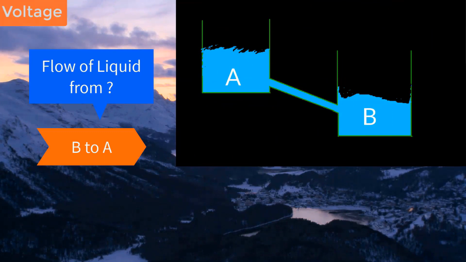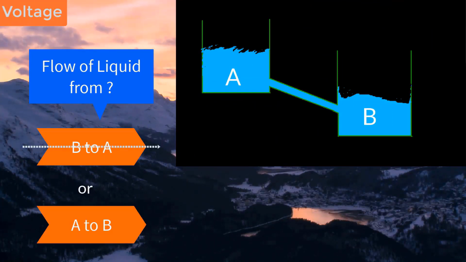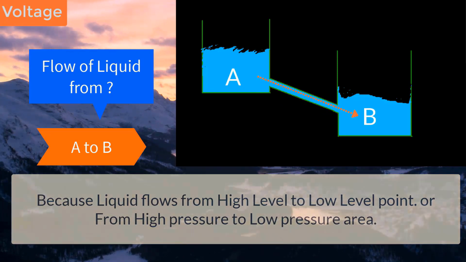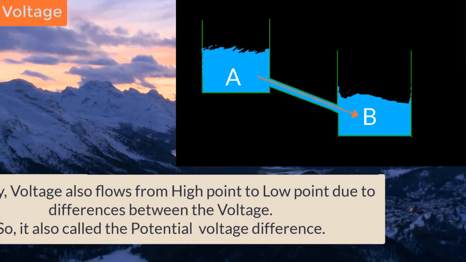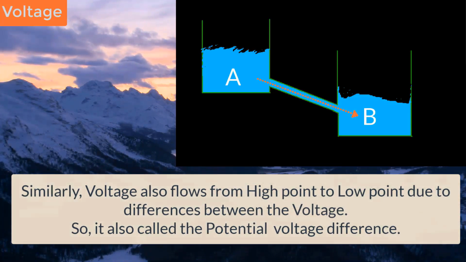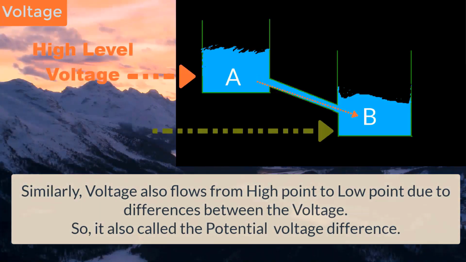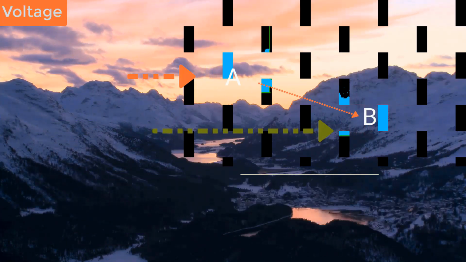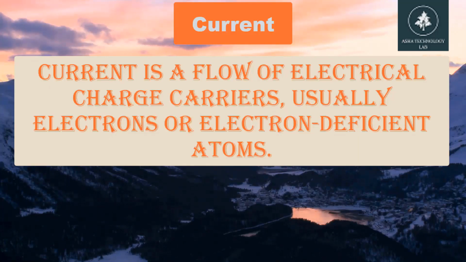Consider two jars which are kept on different levels. So, does the liquid flow from B to A, or A to B? The correct answer is A to B, because liquid flows from a high level to a low level point, or from a high pressure to a low pressure area. Similarly, voltage also flows from a high point to a low point due to the difference between the voltages. So it's also called the potential voltage difference.